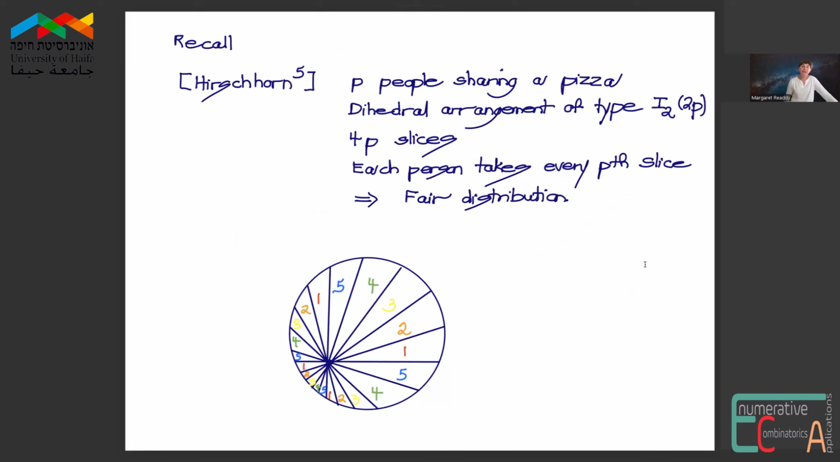Okay, going back to the Hirshhorn family, you probably guessed these people are related. They definitely are. So they were looking at the case of p people sharing a pizza, which is the dihedral arrangement of type I2 of 2p. So we have 2p lines, 4p slices. Each person takes the pth slice and you actually get a fair distribution. So here you're seeing each person gets p slices and it's a very happy family.